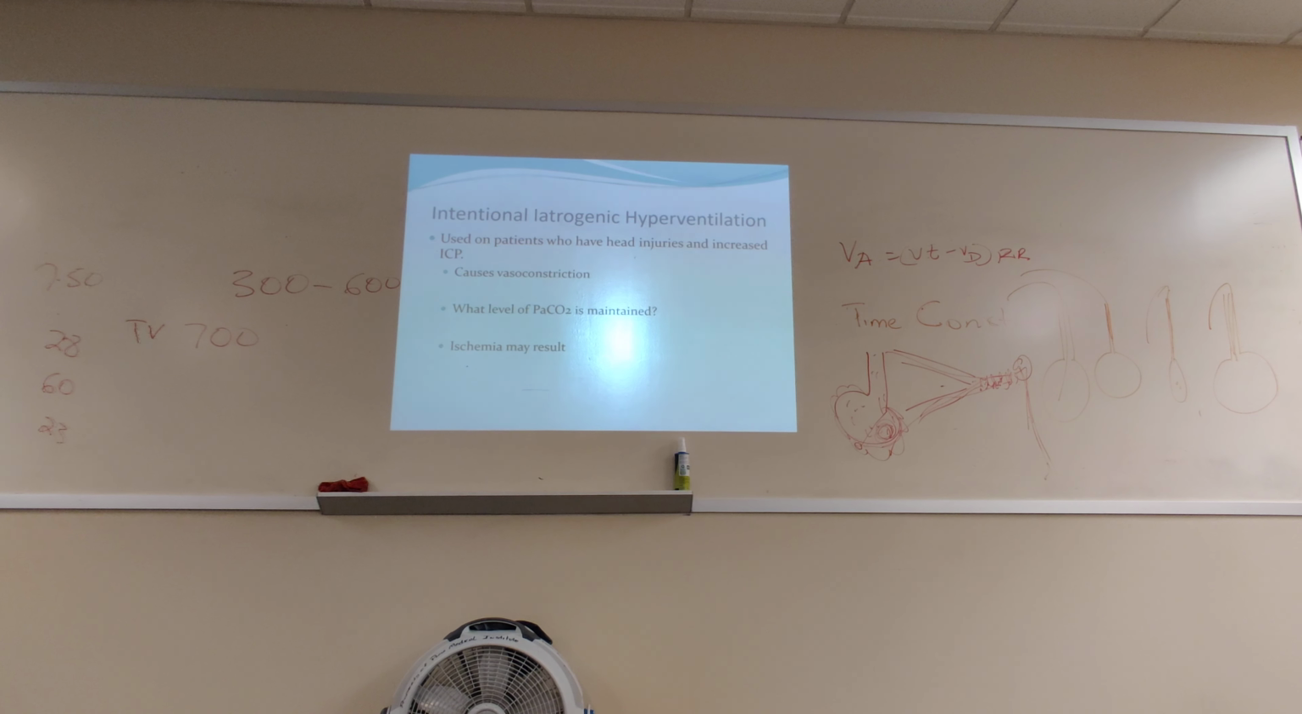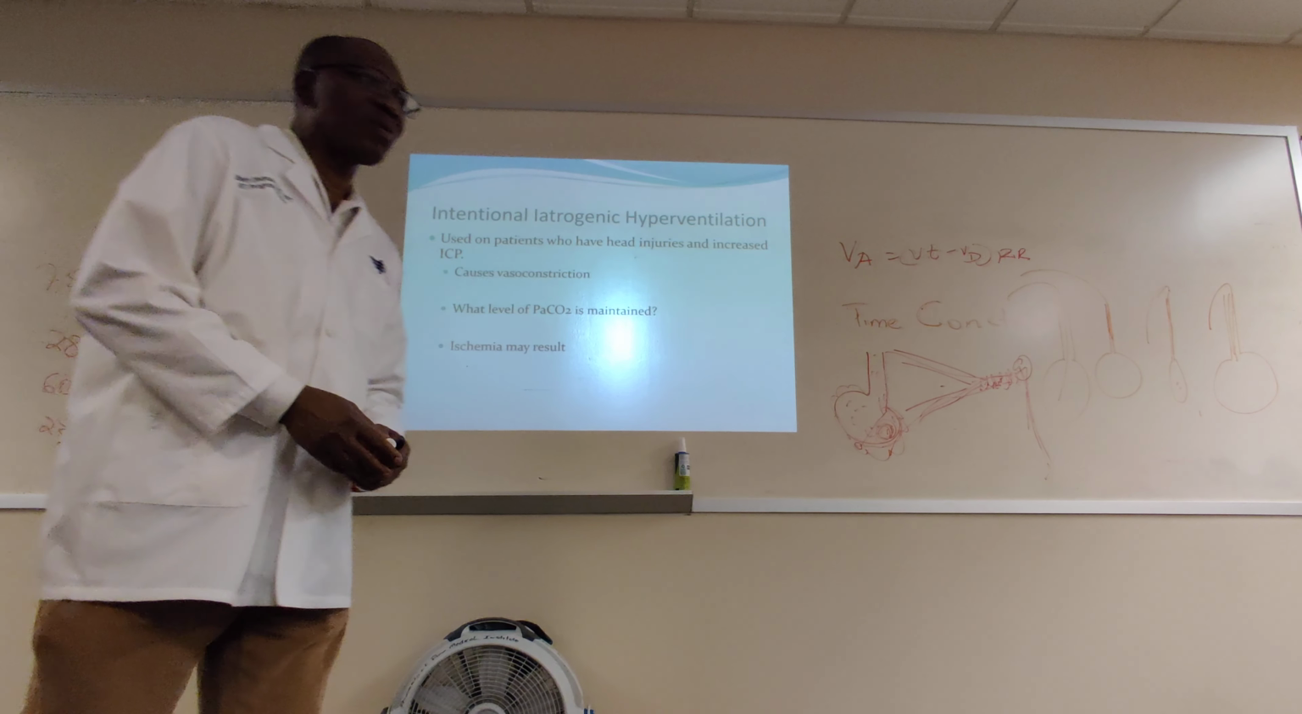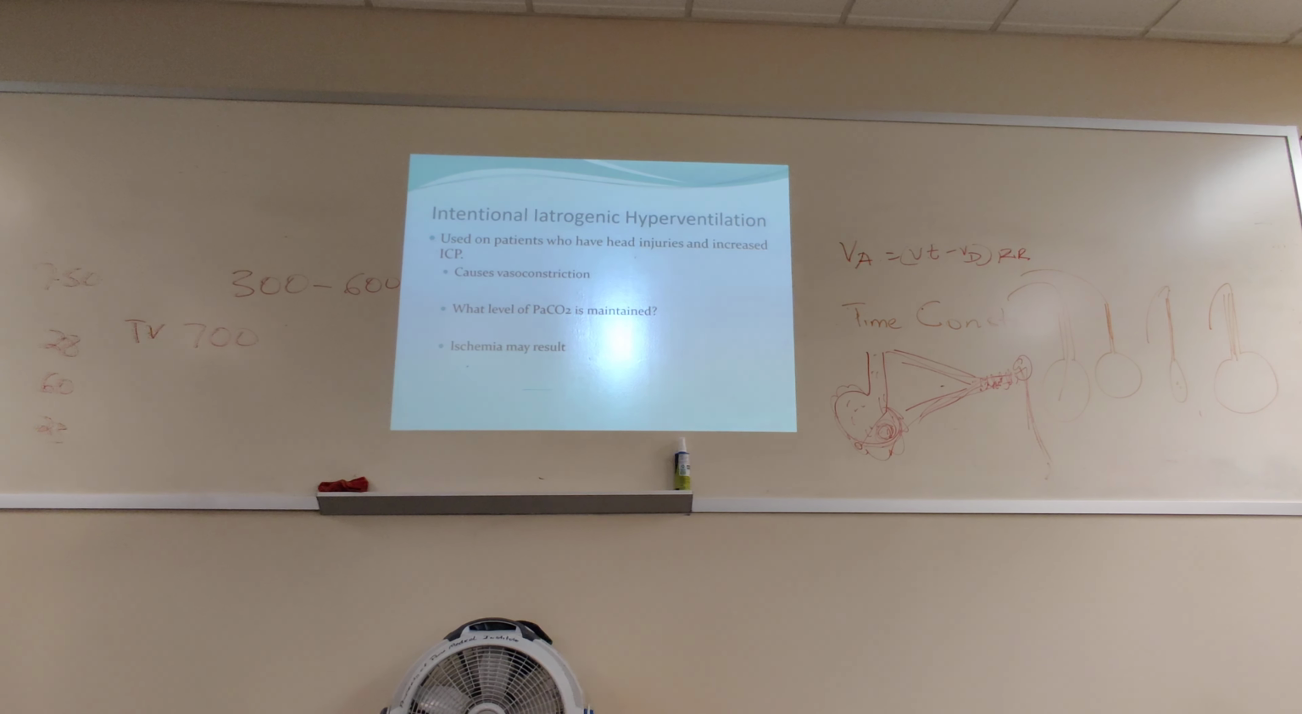When the patient has increased ICP, normal ICP is 5 to 10. 20 or less is acceptable. So, if they have increased ICP, one way that we can reduce the ICP is to constrict the cerebral blood vessel or cerebral artery. That's the vessel that takes blood to the brain. You constrict it so that you have a reduction in blood flow to the brain.